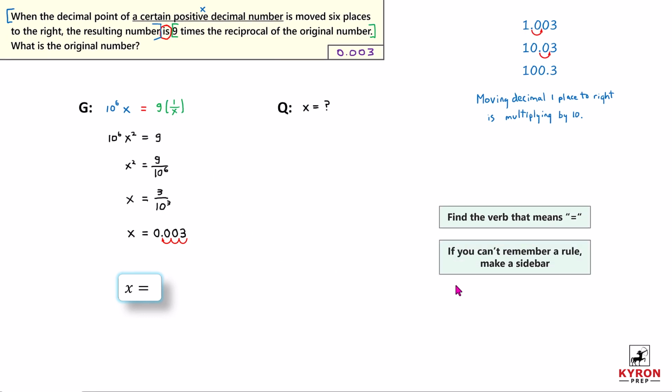All right, moving on to the next tip. If you can't remember a rule, make a sidebar. We did that up here when we were trying to figure out what happens when you move a decimal point, and we did it over here to find a rule about exponents. Of course, you should still try to remember the rules, make flashcards, do all that work, but sometimes on test day, you might forget, and it's great to have this kind of scratch work strategy as a fallback.